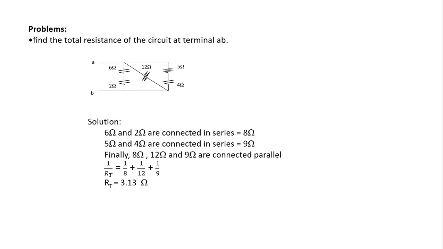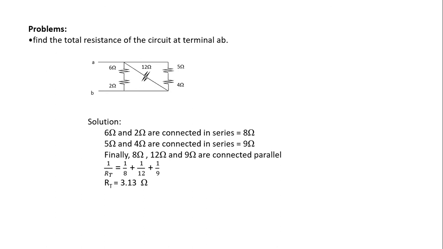Now let's try to apply it in a problem. Find the total resistance of the circuit at terminal AB. Our intention here is to get R total, meaning RAB. So we simplify the circuit. You will notice that 5 ohms and 4 ohms are connected in series. That will give us 9 ohms. 2 and 6 ohms are connected in series. That will give us 8 ohms.